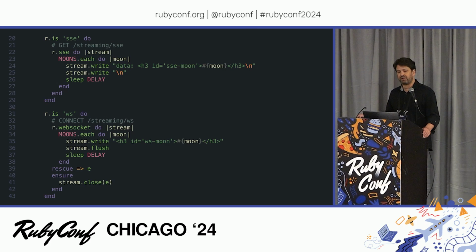So for SSE, we'll talk about this more, but we say data: because this is the W3C that wrote this spec. They just said, let's put data in front of the data and ID in front of the ID, put it in a simple string, and then we'll just use new lines to say we're done. And then in the WebSocket, it's very similar. We just flush the socket to say we're done.